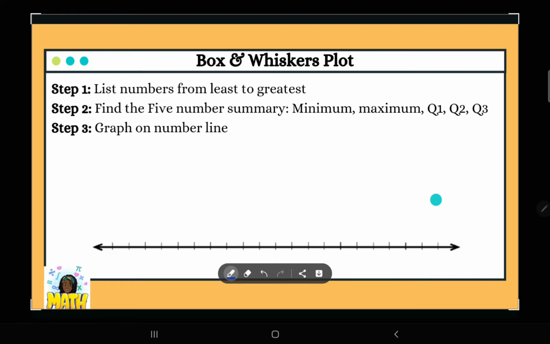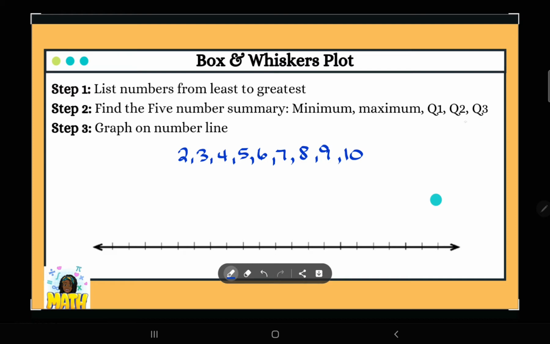So let's go ahead and try an example of our own. Step 1 is to list numbers from least to greatest. So I'm working with the set 2, 3, 4, 5, 6, 7, 8, 9, and 10. Now I'm going to find my 5-number summary, which is my minimum, maximum, Q1, Q2, and Q3.